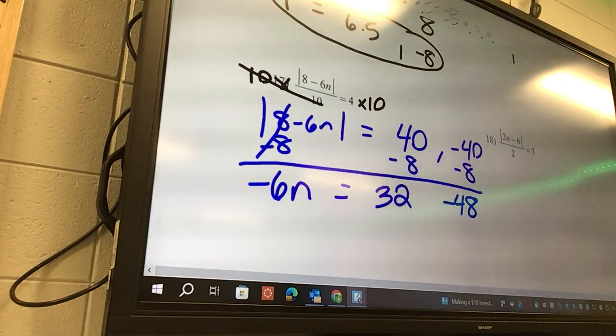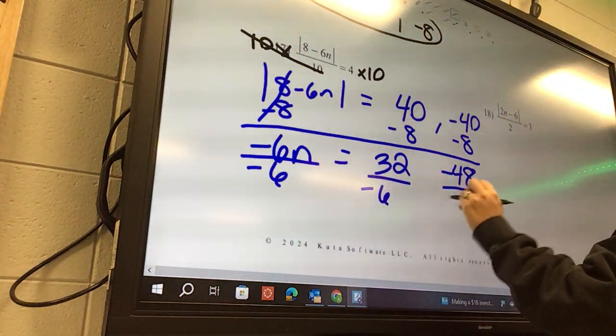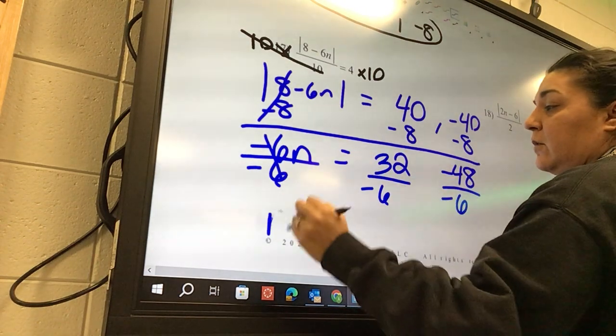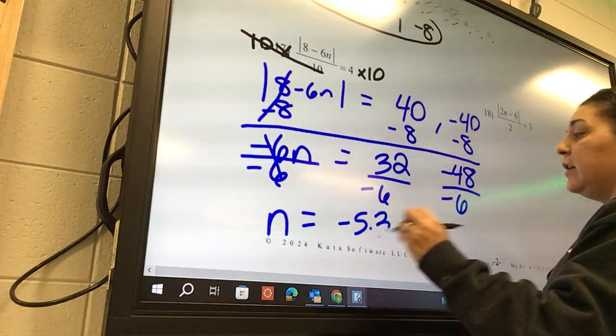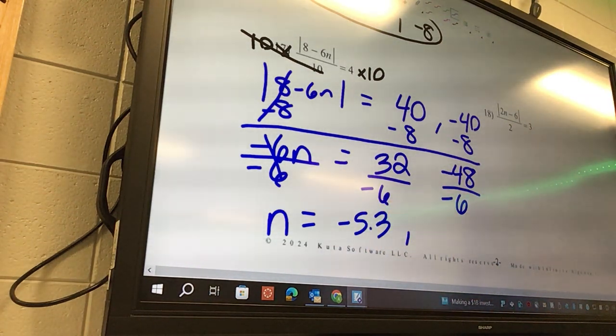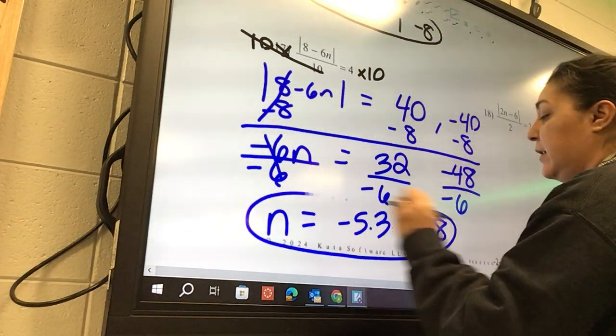Then what? Divide by negative 6 on every piece. So divide by negative 6, negative 6, negative 6. So we get n equals negative 48 divided by negative 6. Negative 8. Positive 8.